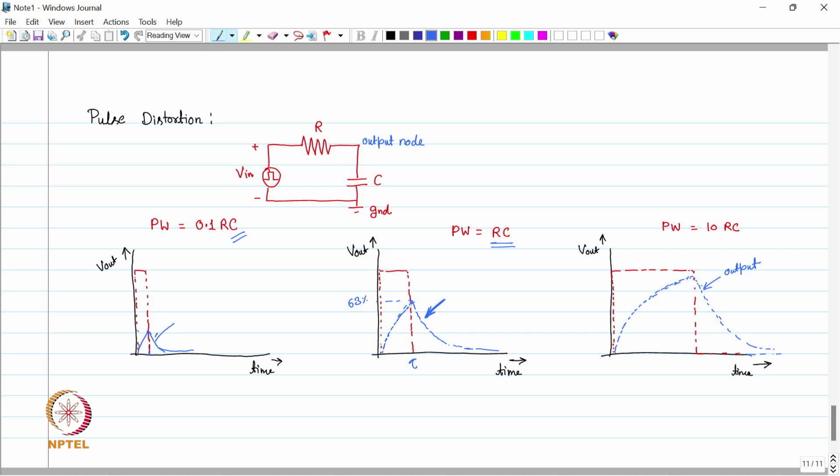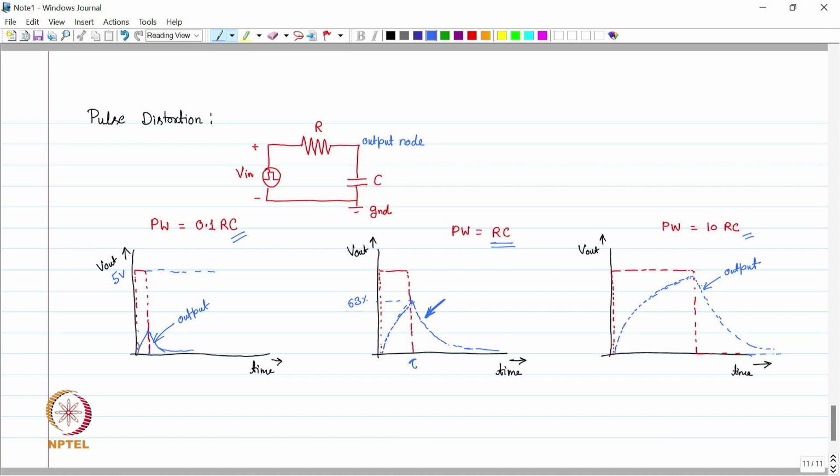So the output voltage will be like this, and we can see for an input of, let's say, this top value is 5 volt across all the pulses, the output does not even rise to typically 1 volt or so. So for a pulse width of 10 RC, the output reaches comfortably to a higher value. Pulse width equal to RC does not reach the maximum value, it only reaches 63%.